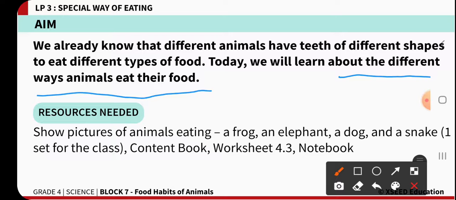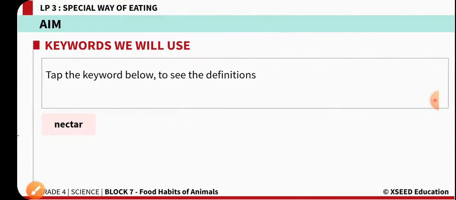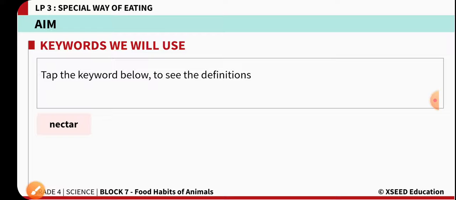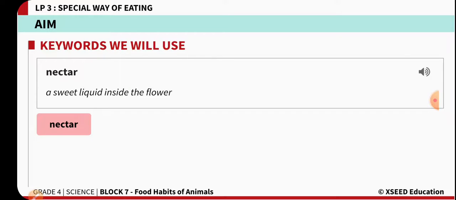Okay children? Yes. So now in today's class we are going to learn some keywords. First one is nectar. Nectar means a very sweet liquid present inside the flower. Nectar: a sweet liquid inside the flower.